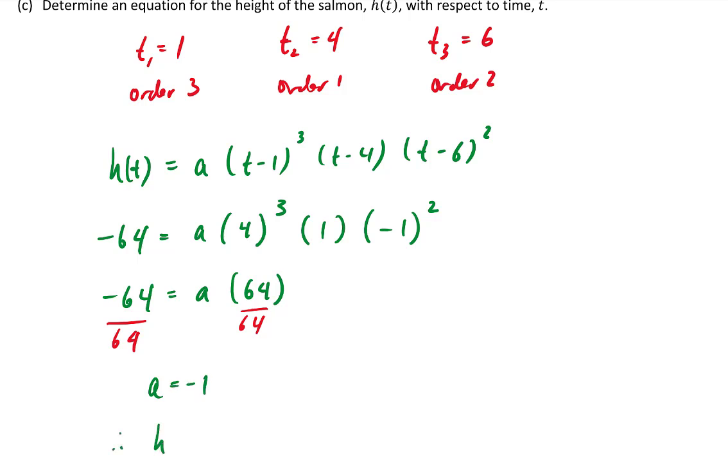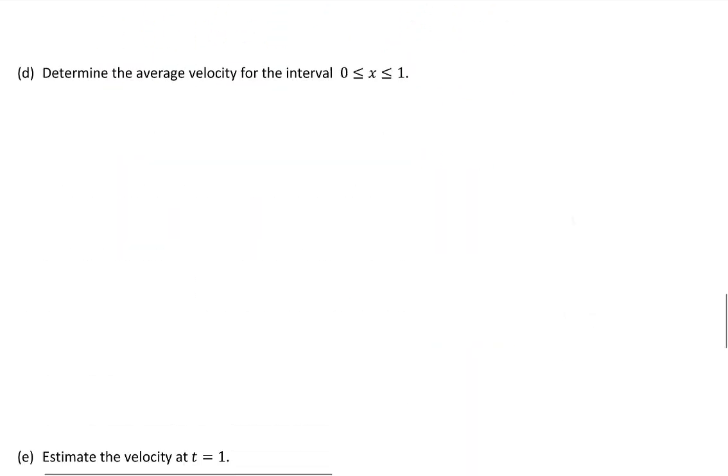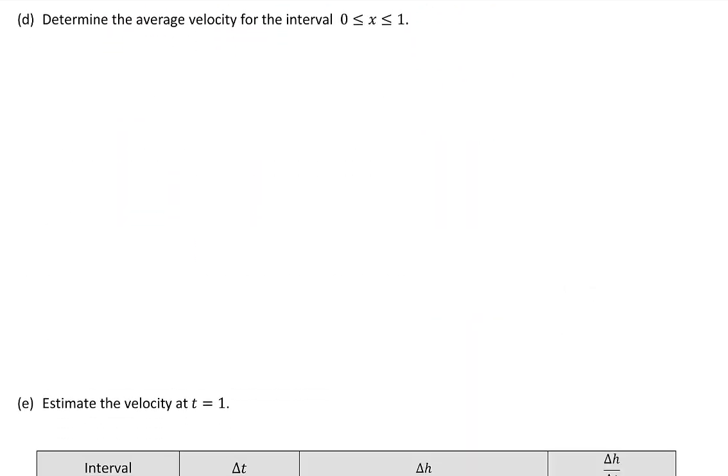So therefore, our height function with respect to time is equal to negative (t minus 1) cubed times (t minus 4) times (t minus 6) squared. Determine the average velocity for the interval 0 to 1. So if we want to find the average velocity, that is just delta h over delta t, the change in height divided by the change in time, which is h of 1 minus h of 0 over 1 minus 0.